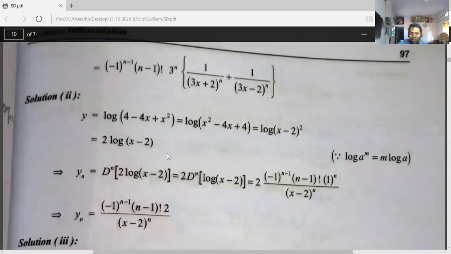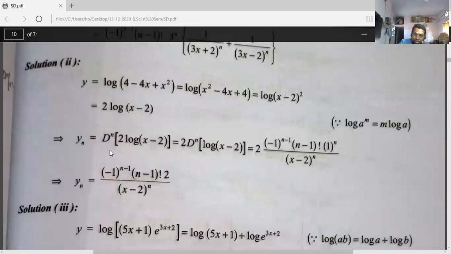Here also the same way. Here log of 4 minus 4x plus x square is there. If you rewrite this as log of x square minus 4x plus 4, now already you know the a minus b whole square formula, that is equal to x minus 2 whole square, this bracketed quantity. Now the same you can write as log a to the power m as m log a, the same you are writing here: 2 log x minus 2. Okay, now again you see, already this is y you are taking.